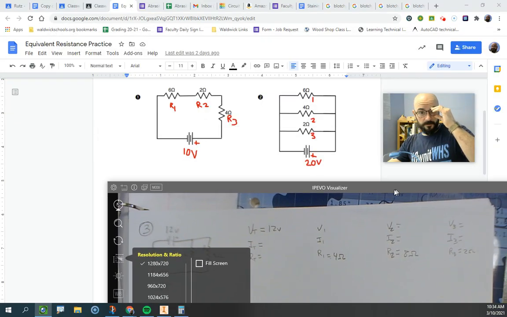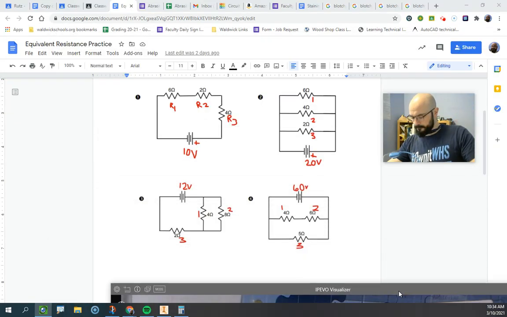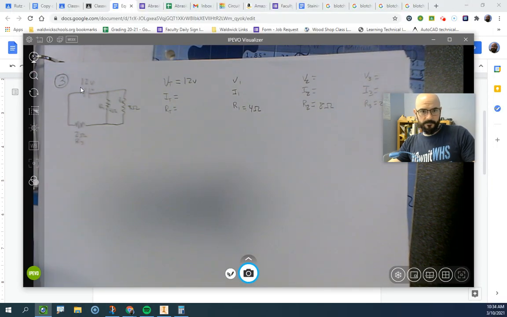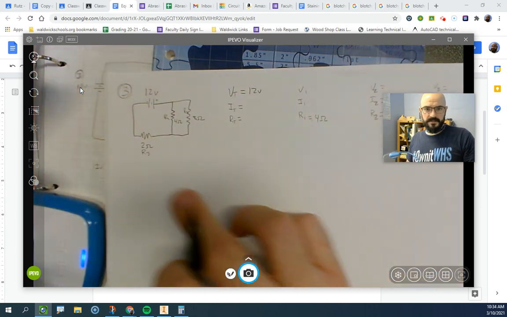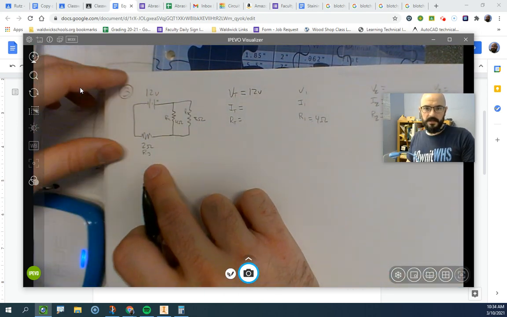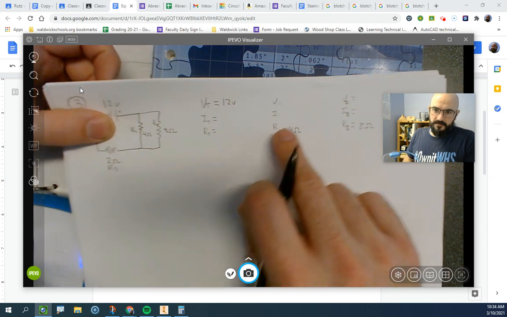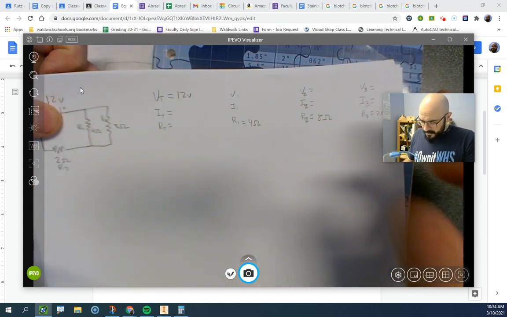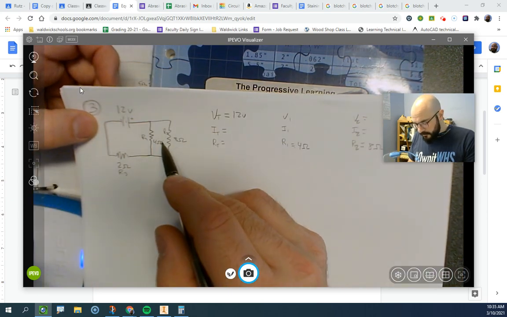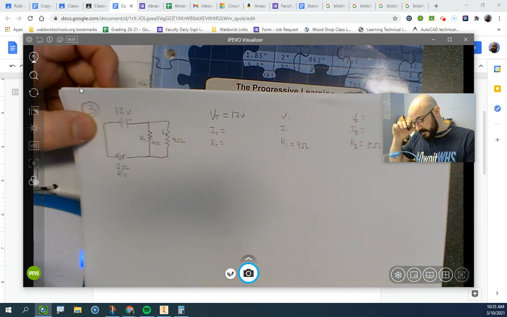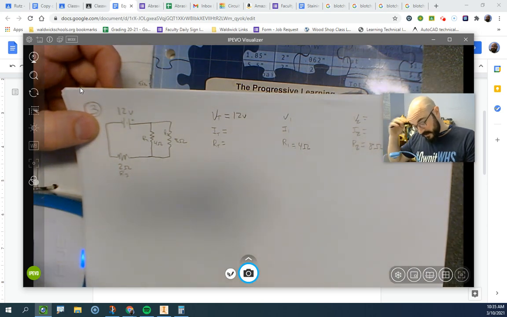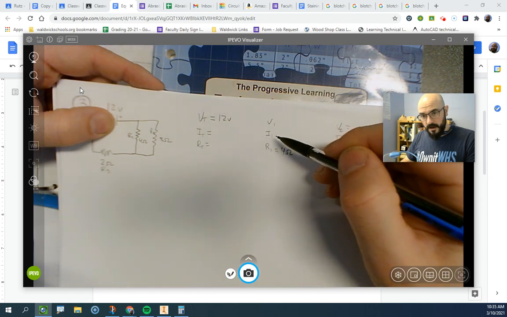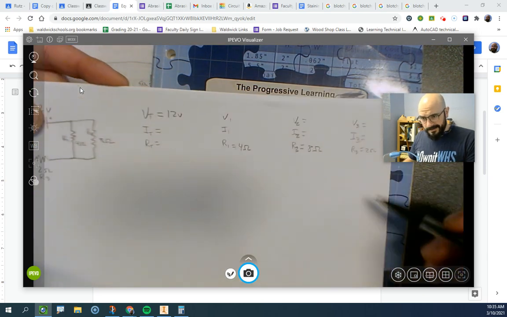So with this video, we're doing problem number 3. You can see I've got a 12-volt power supply here, and I've got 3 resistors, 1, 2, and 3. And we're trying to find V, I, R for all of our parts. Let's start with our total, because if we have our total, we can then make assumptions about other parts within the circuit. So I've laid out VT, IT, RT, V1, I1, R1, and so on.